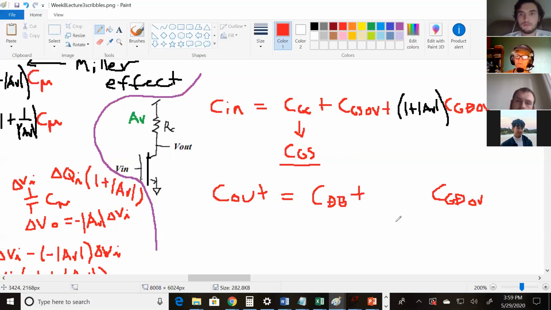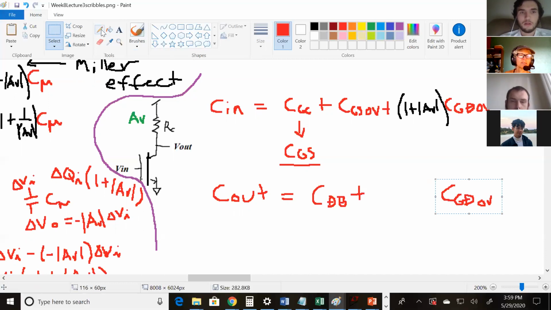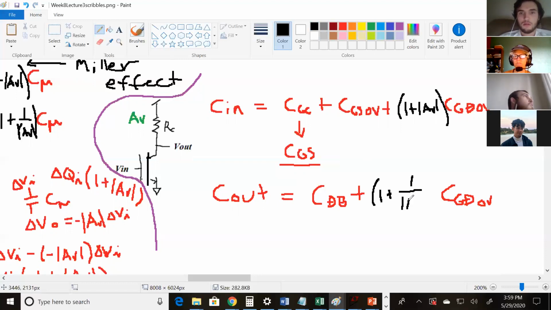What about gate drain overlap? Got 1 over the 1 plus AV. Yeah. So this one is, oops, plus 1 over. You'd think I'd get better using the mouse, right? With all this practice.